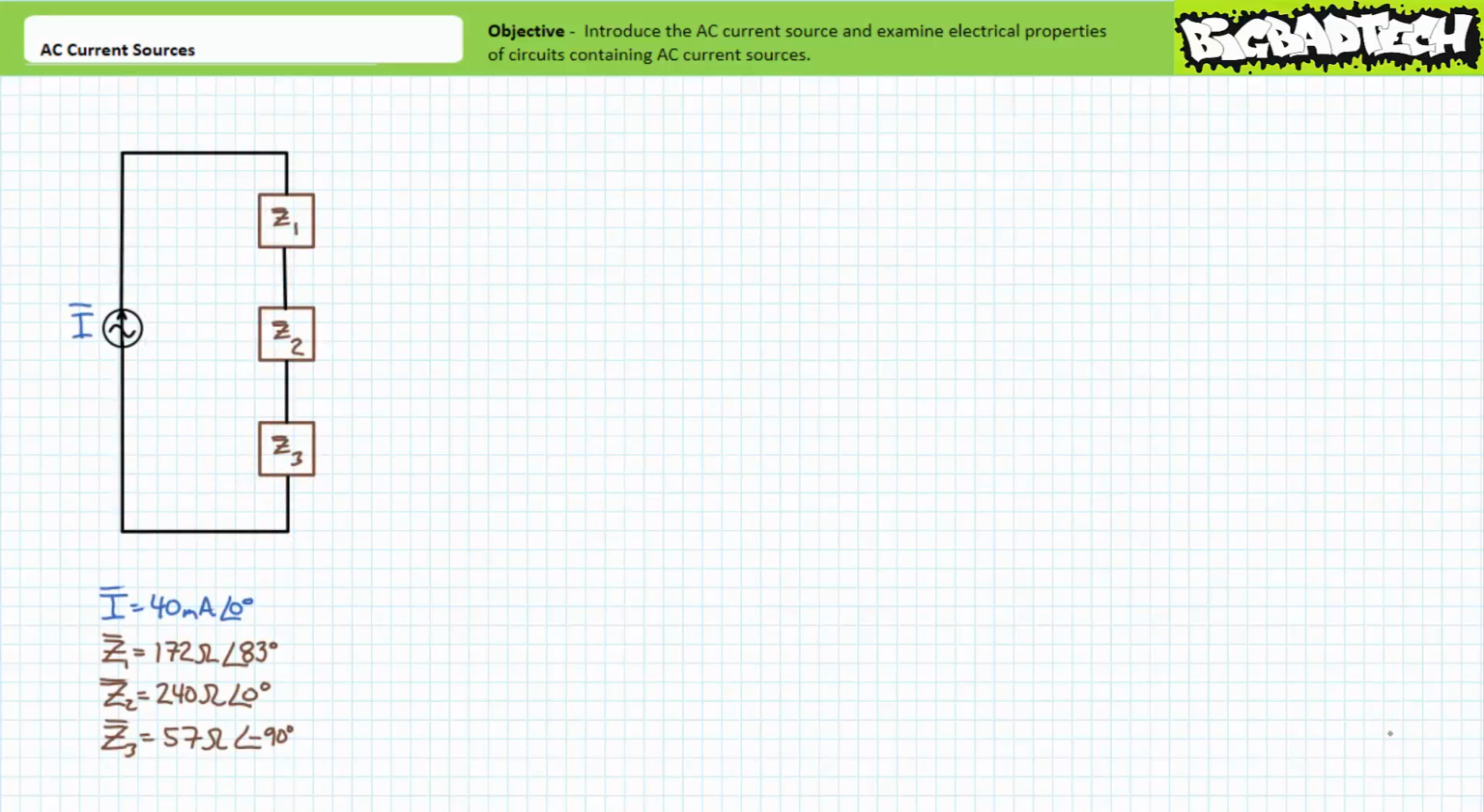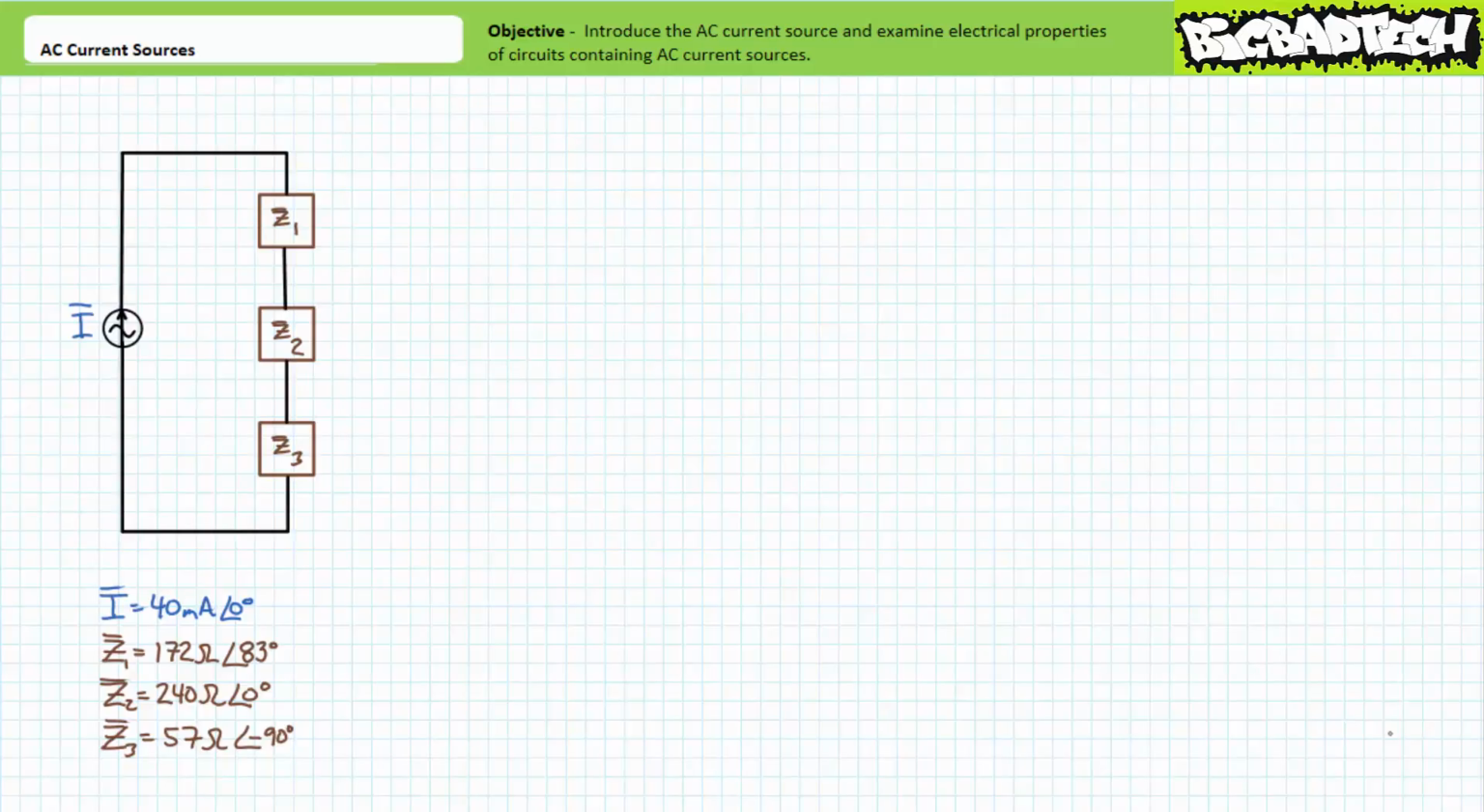Keep in mind that AC current sources aren't exclusively limited to pure parallel circuits. They could also be included in basic series circuits or more advanced series parallel circuits. Consider a 40 milliampere AC current source in this series circuit consisting of Z1, a non-ideal inductor that happens to present a complex impedance of 172 ohms at an angle of 83 degrees at the given excitation frequency, Z2, a resistor that happens to present a complex impedance of 240 ohms at an angle of 0 degrees, and Z3, a capacitor that happens to present a complex impedance of 57 ohms at an angle of negative 90 degrees at the given excitation frequency.